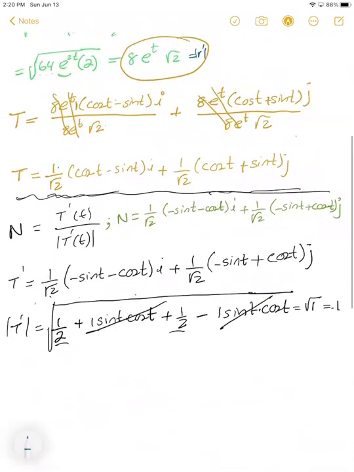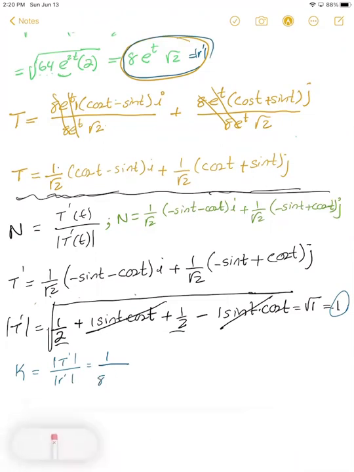Now we want to find kappa, which is the curvature. The curvature is the magnitude of T prime with respect to t divided by the magnitude of R prime with respect to t. So kappa is going to be 1 over the magnitude of R prime, which is 8 e^t square root of 2, or it's better to write it as 8 square root of 2 e to the power t. And that is our kappa.